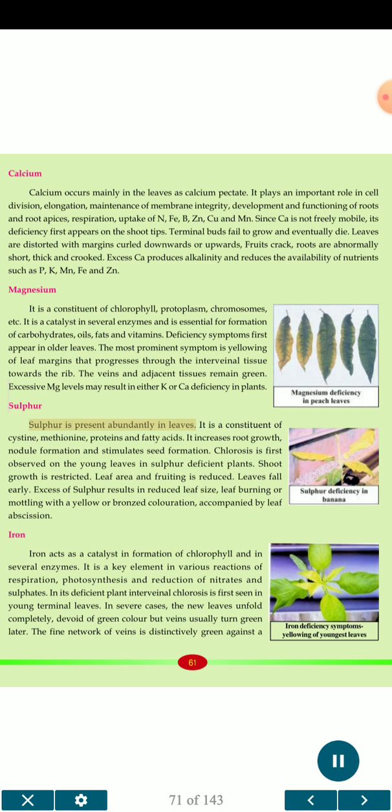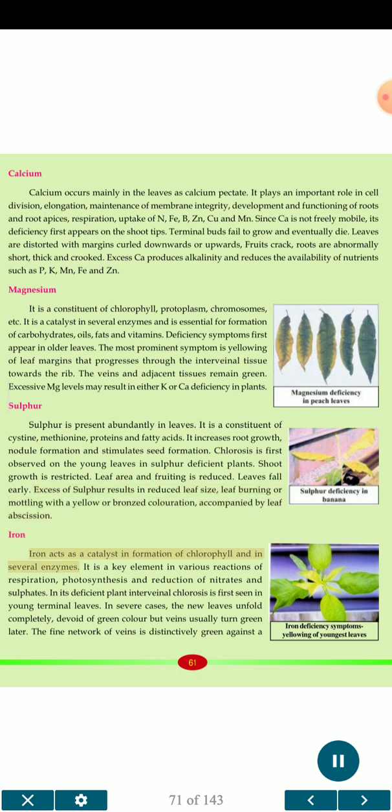Sulfur. Sulfur is present abundantly in leaves. It is a constituent of cysteine, methionine, proteins and fatty acids. It increases root growth, nodule formation and stimulates seed formation. Chlorosis is first observed on the young leaves in sulfur-deficient plants. Shoot growth is restricted. Leaf area and fruiting are reduced. Leaves fall early. Excess of sulfur results in reduced leaf size, leaf burning or mottling with a yellow or bronze coloration, accompanied by leaf abscission.